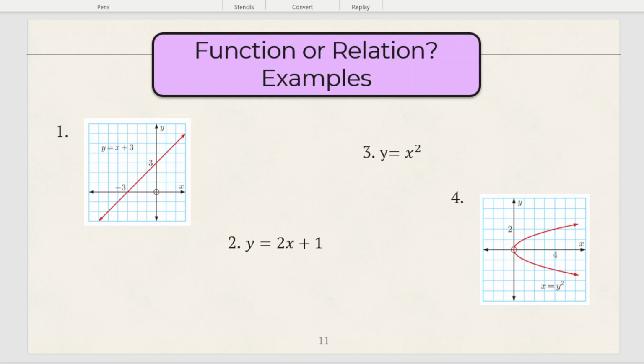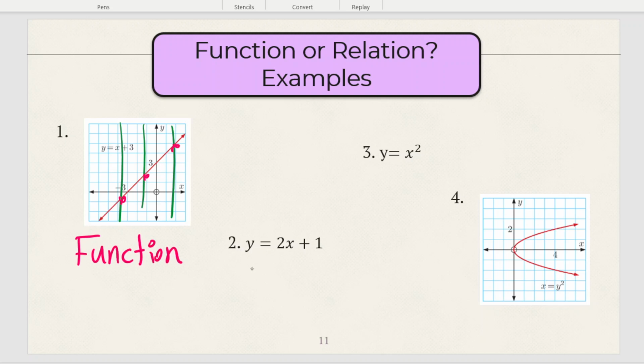Just going to go through a bit of a lightning round here. So looking at these ones, we've got a drawn out graph. We've also got the equation. So looking at the equation, we can see that if I input any value of x, y is only going to have one equivalent value. Also, if I do the vertical line test, boom, boom, boom, we can see that it's just cutting through the line once, once, once. So that is a function.